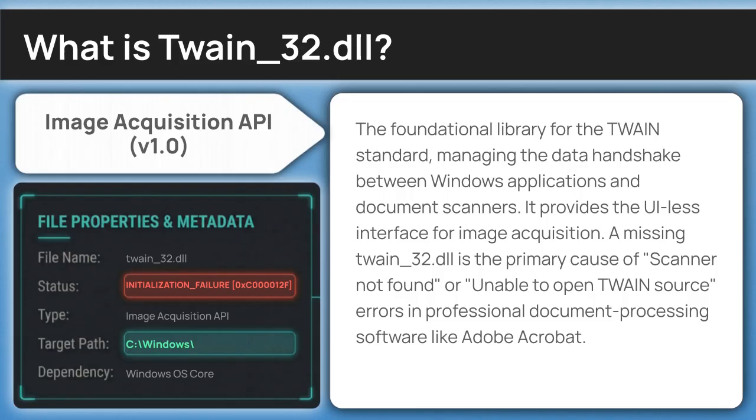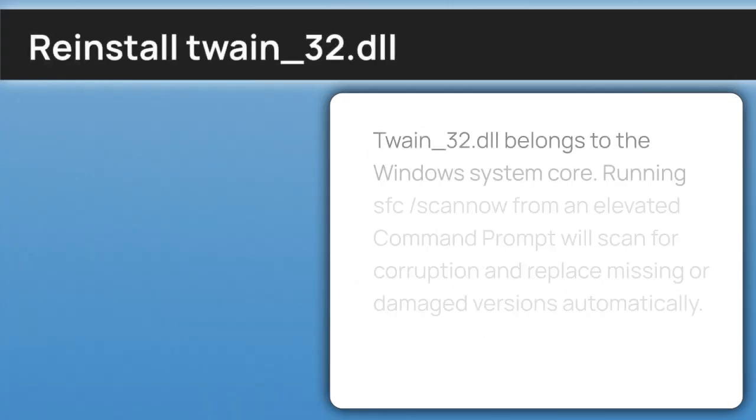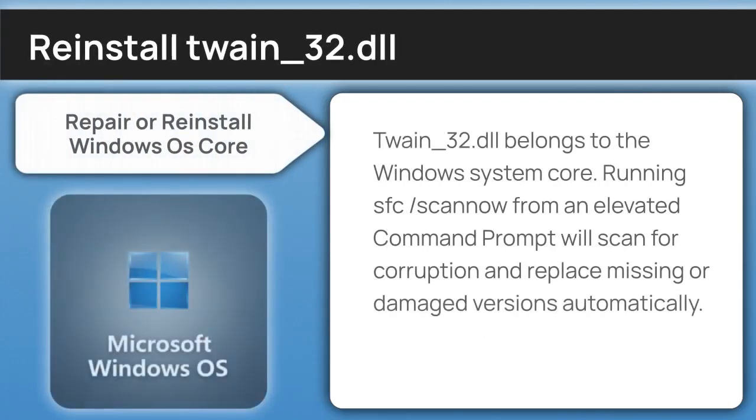Let's get to work. We'll start with the most common fix for this specific error. Twain 32 belongs to the Windows system core. Running sfc /scannow from an elevated command prompt will scan for corruption and replace missing or damaged versions automatically.